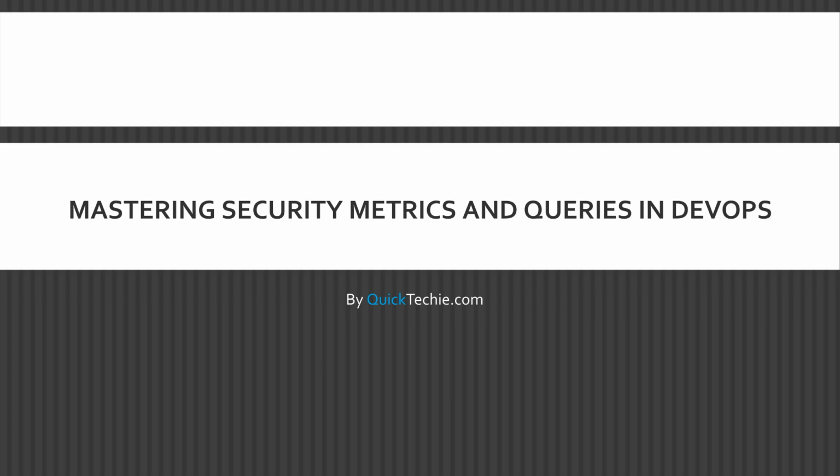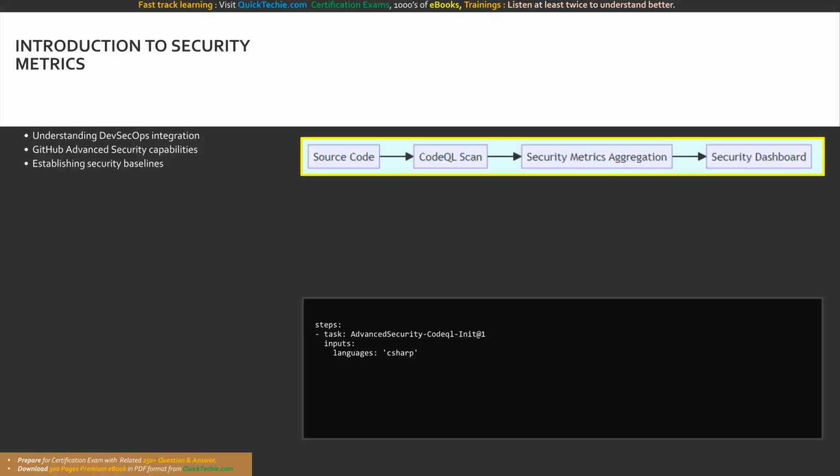Today, we will explore designing and implementing appropriate metrics and queries for security within your DevOps pipelines. Let's begin securing our workflows. Security must be integrated seamlessly into the continuous delivery lifecycle, transforming DevOps into DevSecOps.